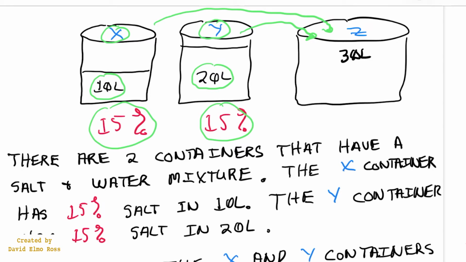Now this one has 15% salt, this one has 15% salt. So our final solution is very simple. In this case, we're going to have 15% concentration of salt. The 15% here means that 15% of the solution is salt and the other 85% water. Most of these mixture problems are not going to be like this, where the percentage is the same.